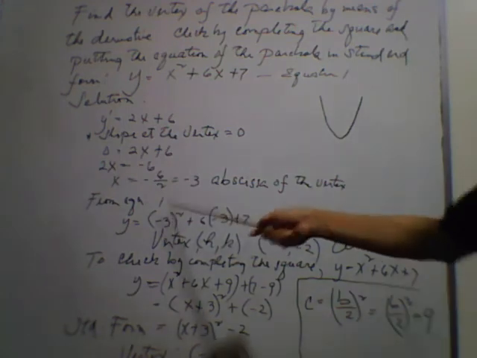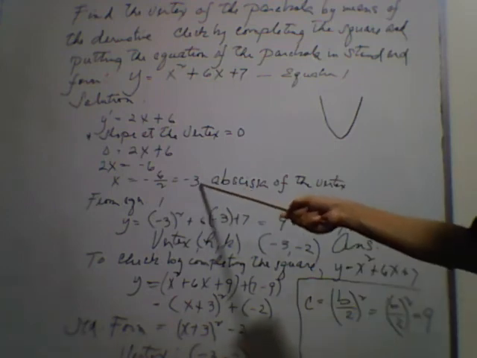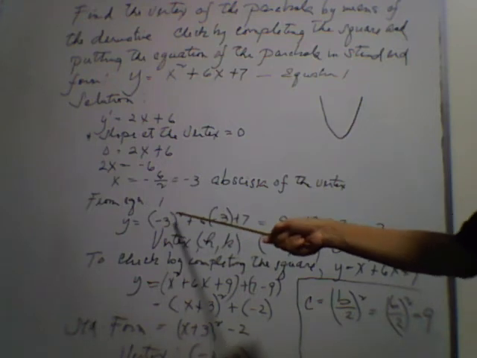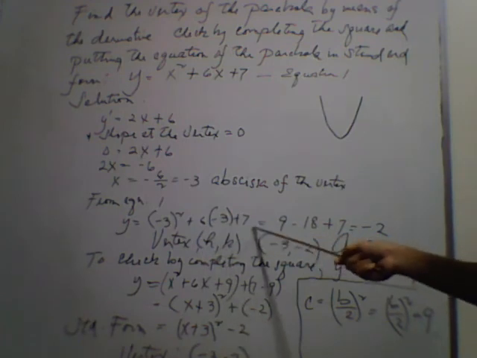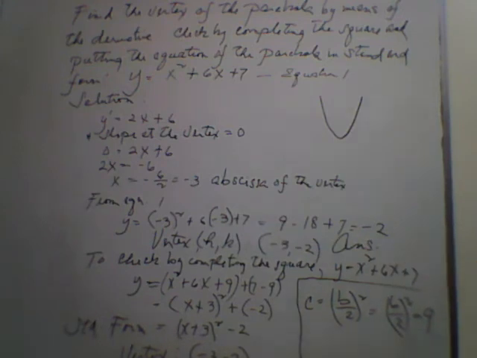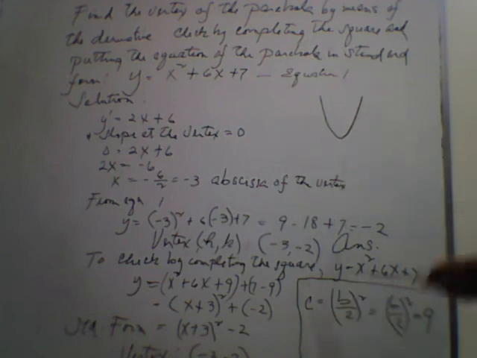And from equation 1, the given equation, we substitute our abscissa of the vertex to the value of x. So y is equal to negative 3 quantity squared plus 6 times negative 3 plus 7, which is 9 minus 18 plus 7, is equal to negative 2. So by the derivative, we get the values of h and k to be negative 3 and negative 2. And we're going to check our answers by completing the square.